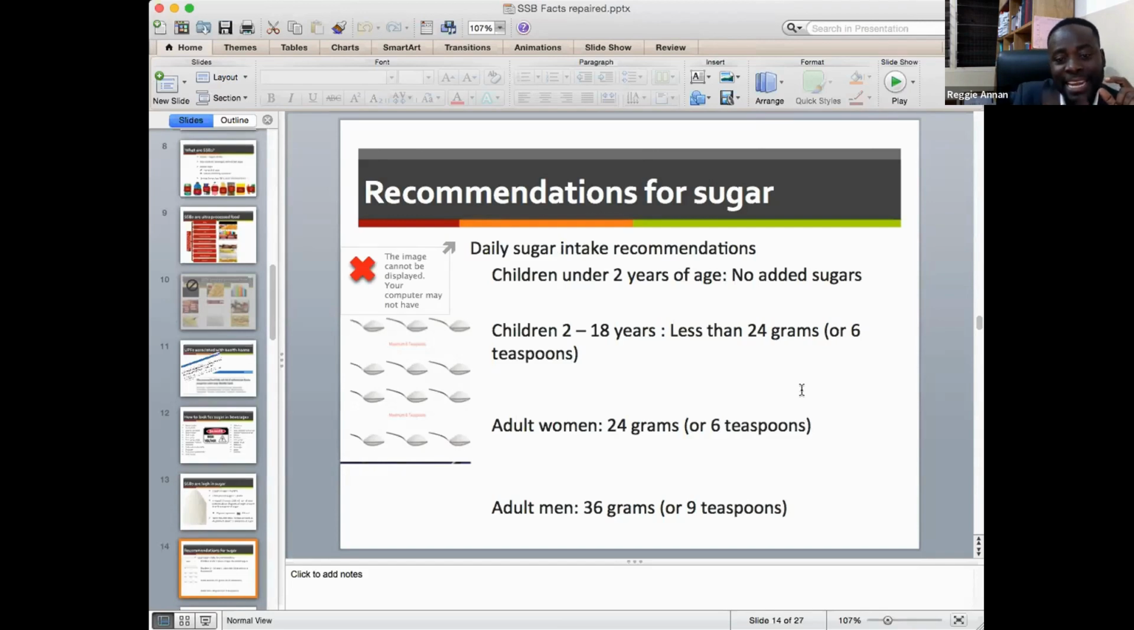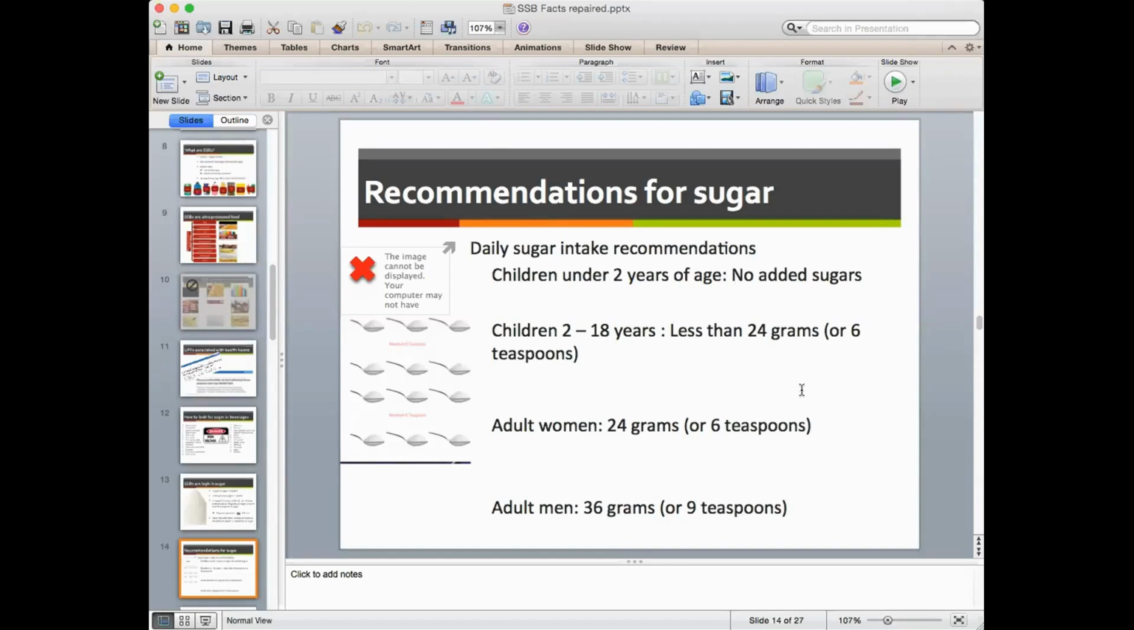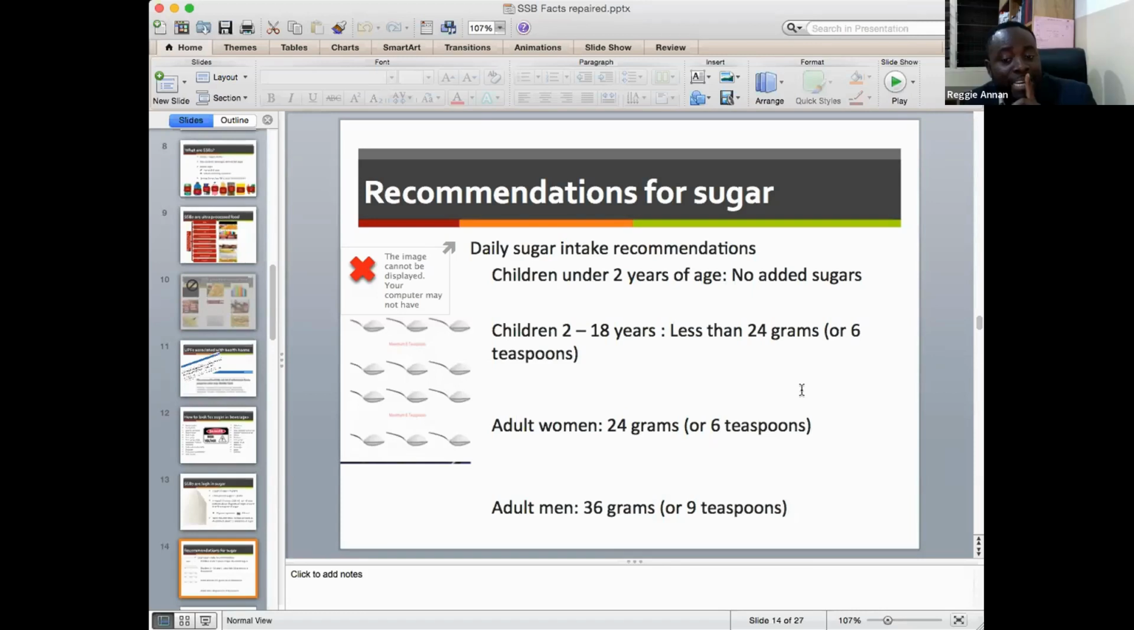The daily sugar intake recommendations for children under 2 years of age, they should have no added sugar apart from the foods that they eat that have some sugars in them. For children 2 to 18 years of age, they should have less than 24 grams of sugar as added sugar, as part of their energy intake, and that only amounts to 6 teaspoons of sugar intake a day. For adult women, 24 grams, and that is 6 teaspoons. And for adult men, 36 grams of sugar is recommended per day, which is 9 teaspoons.